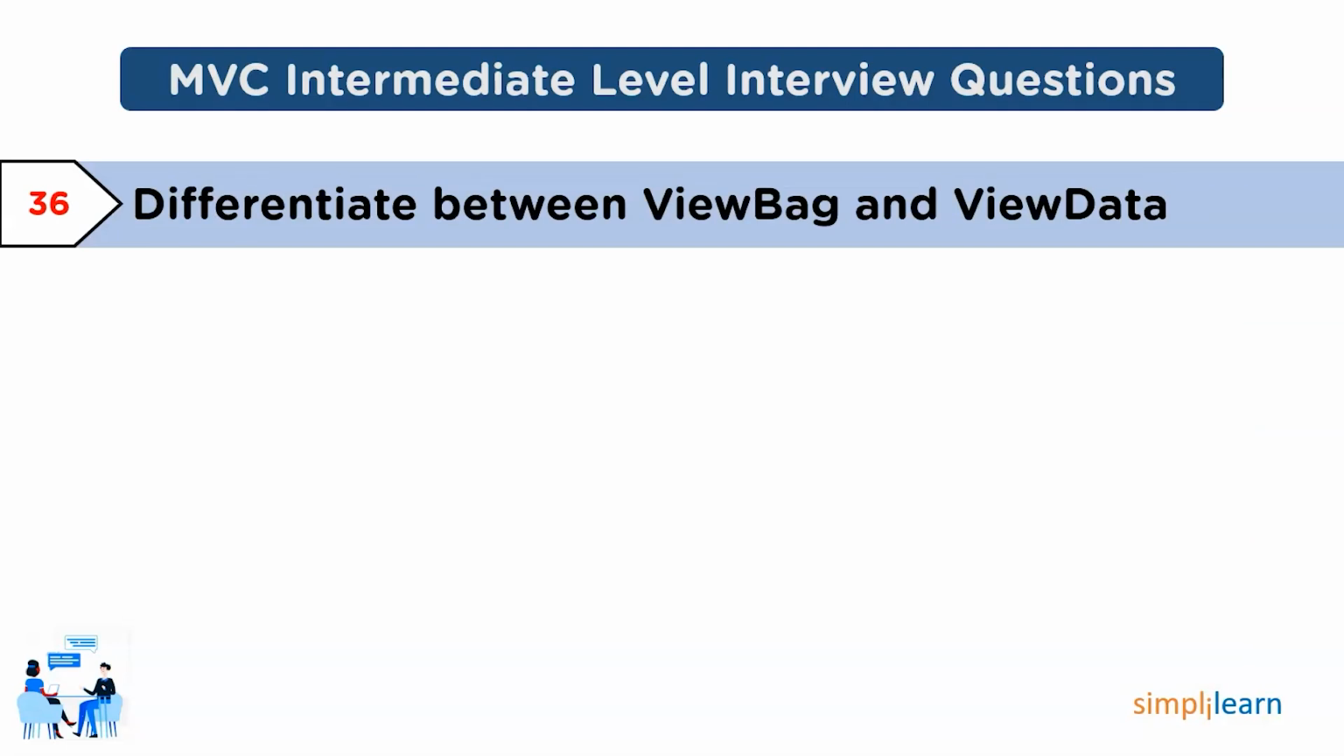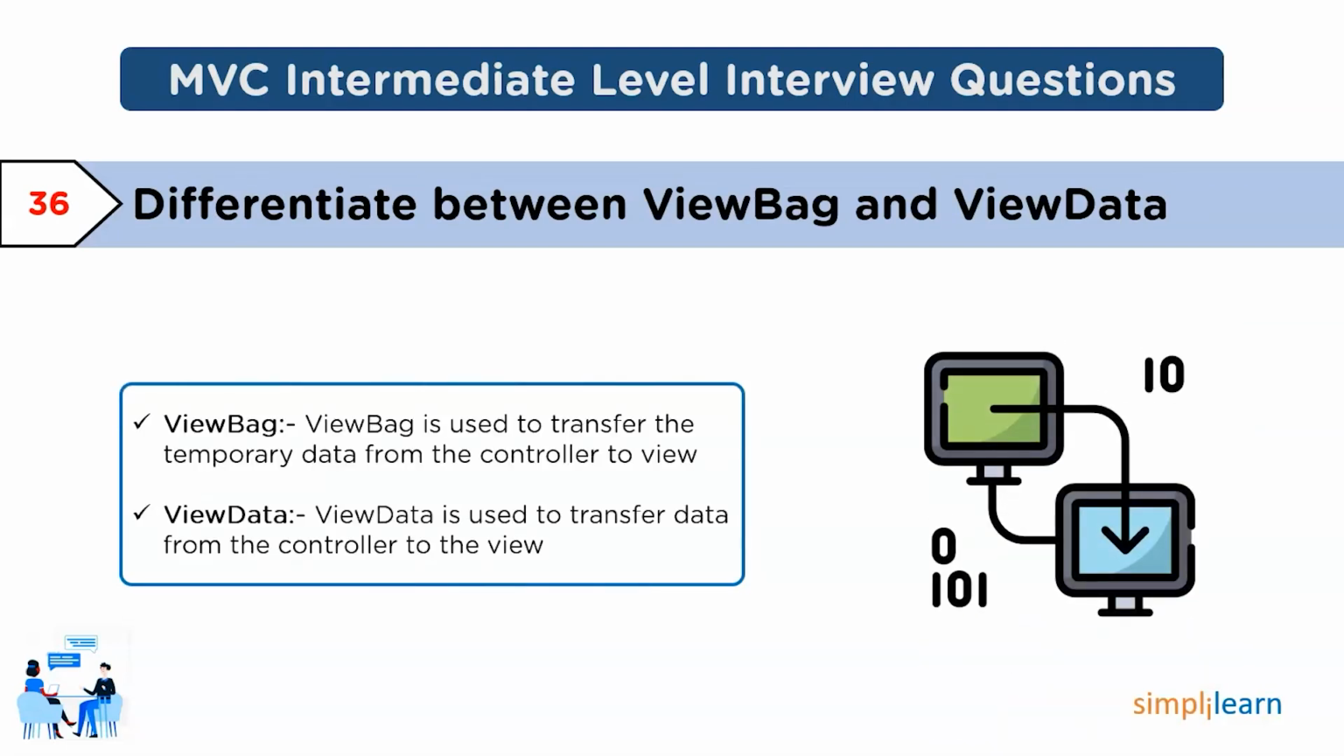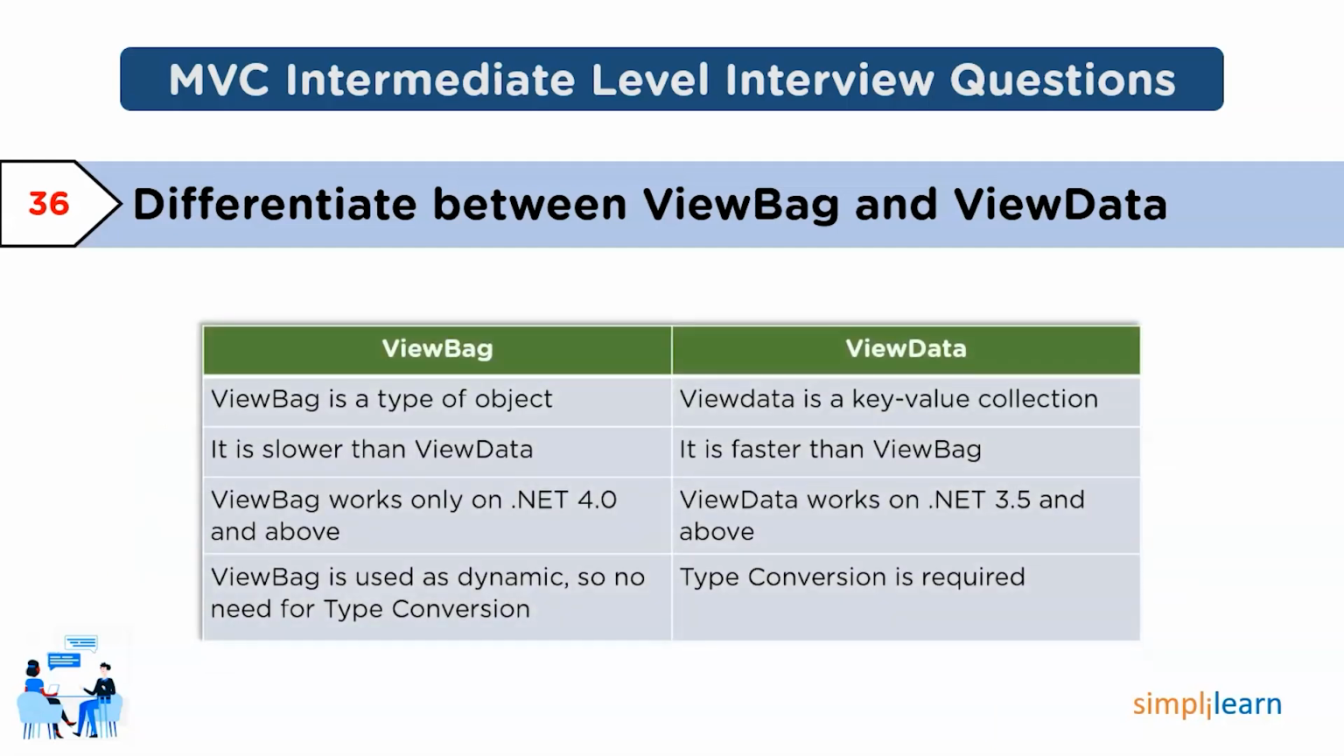Differentiate between view bag and view data. View bag is used to transfer temporary data from the controller to a view. View data is used to transfer data from the controller to the view. View bag is a type of object, whereas view data is a key value collection.